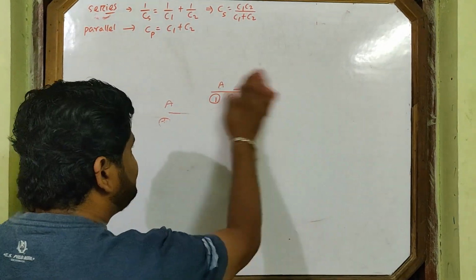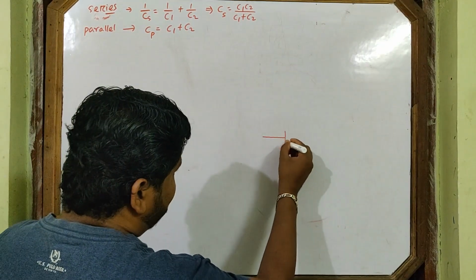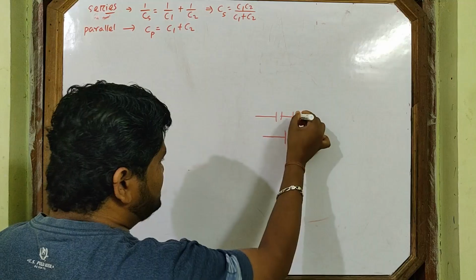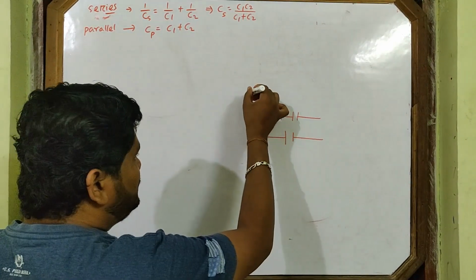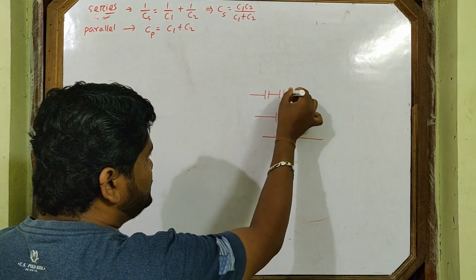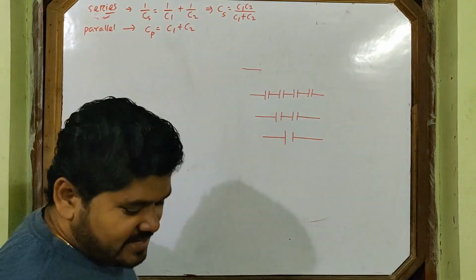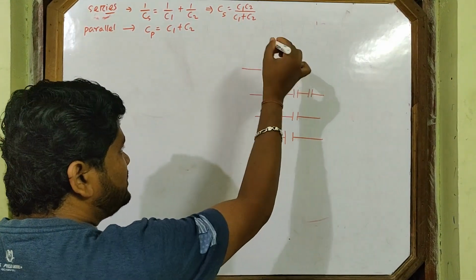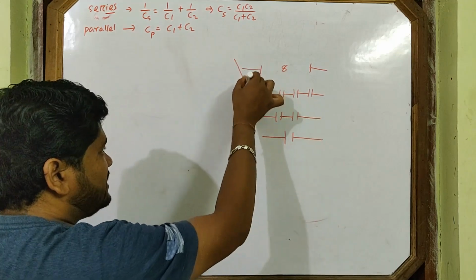Next figure. Capacitor is like this. This is one capacitor. Second step, 2 capacitors are there. Then in third step, 4 capacitors are there. 1, 2, 3, 4 capacitors are there. Then in the next step, how many? 8 capacitors are there. I am not drawing the figure. 8 capacitors are there. Okay, 8 capacitors. They are connected like this.